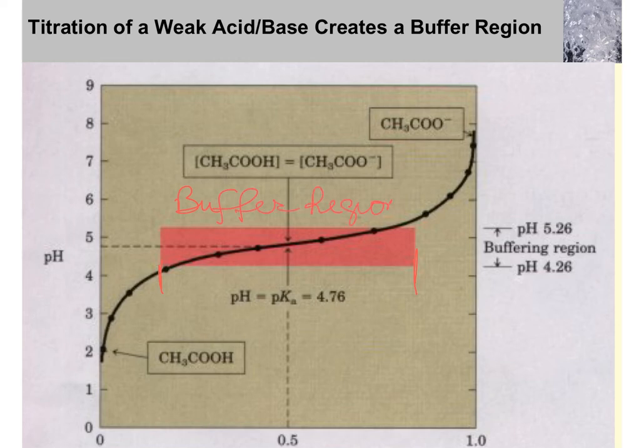What does that mean? Well, if you remember what a buffer is, it's roughly equal amounts of a weak acid or weak base and its conjugate pair. And so as we titrate a weak acid, and here's acetic acid, what do we form? Let's just look at that for a minute. If we're titrating acetic acid, and I'll just use NaOH, what are the products that we're making? Of course, water is always one of them, and then the salt is the other.